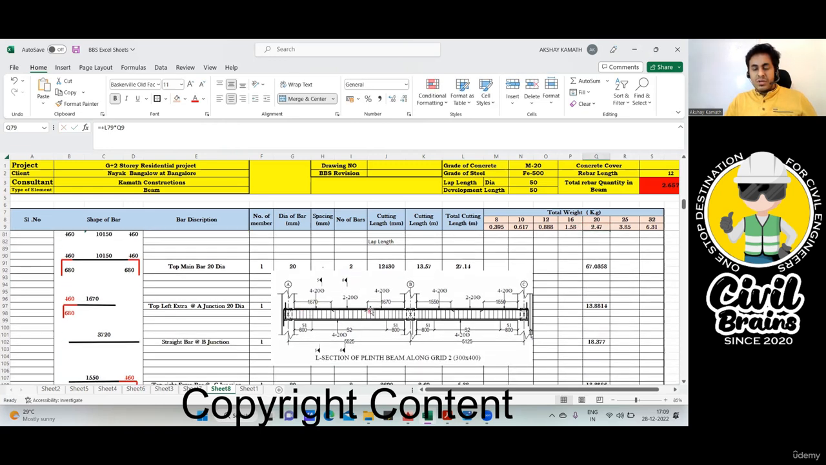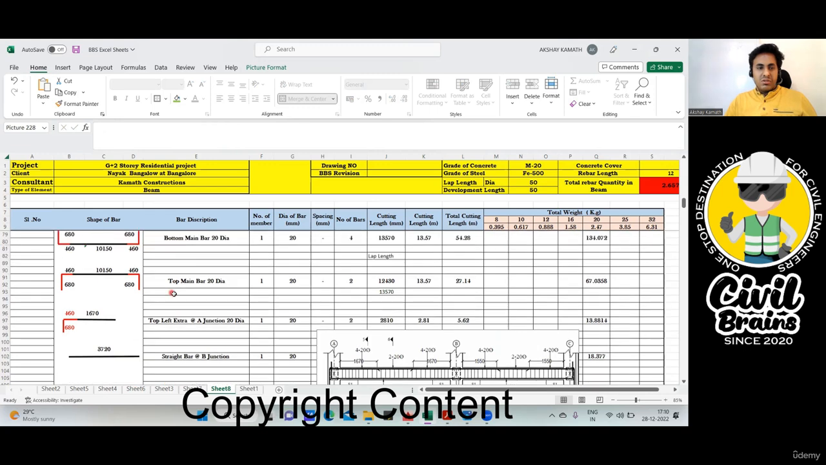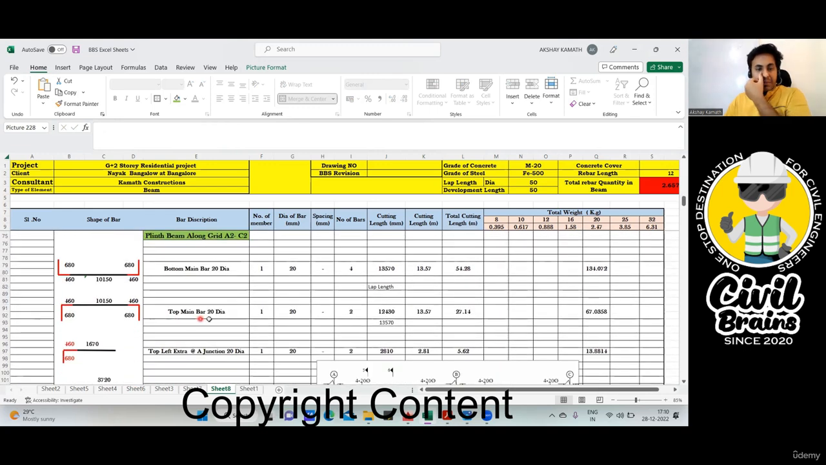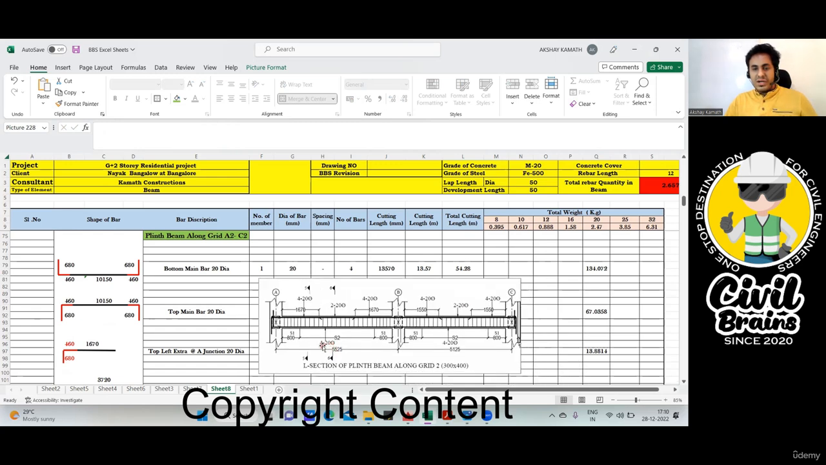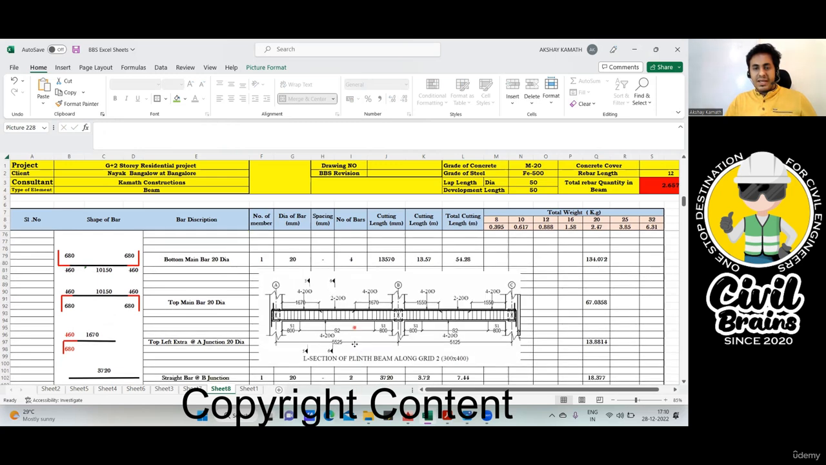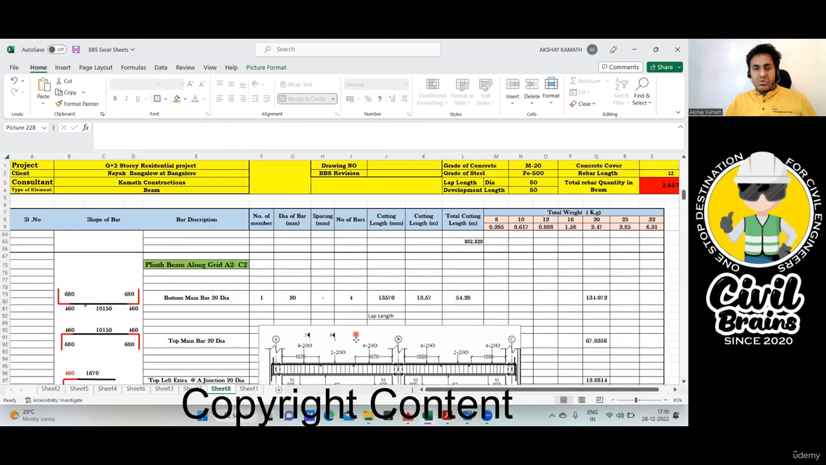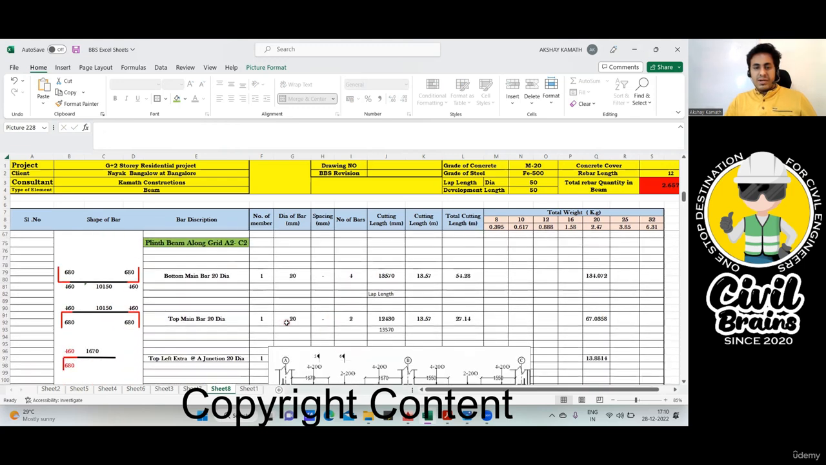Now come to the top. Again in the top, it's the same thing. They have written 20 diameter 2 bar. So in the middle portion at the top, it is 20 diameter 2 bar. That is the reason I have written top main bar 20 dia. Again, the answer remains the same. Nothing will change here. Only the thing is, in the bottom you had 20 dia 4, in the top you have 20 dia 2. So I have written 20 dia 2. And cutting length and everything remains the same here also.